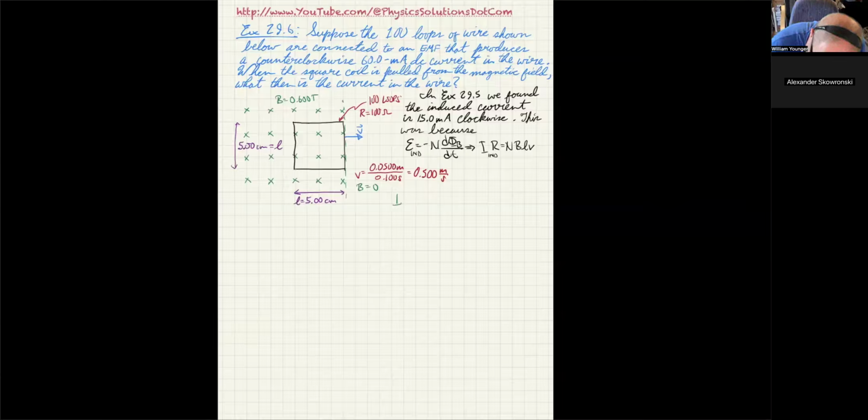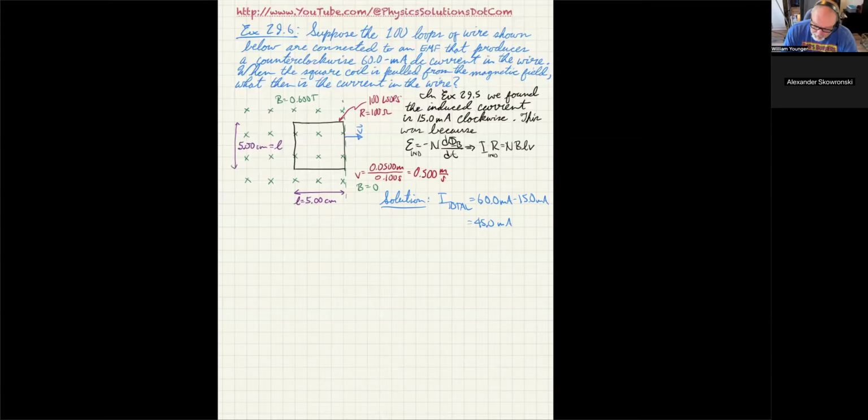Actually, I should probably work this in blue. I'll change my ink color. So solution, the I total, at least while it's still moving, is equal to 60.0 milliamps minus 15.0 milliamps equals 45.0 milliamps. And from that, what they're asking specifically is when the square coil is pulled from the magnetic field, what is the current in the wire? So that's your actual answer.